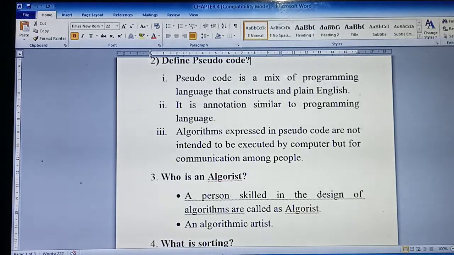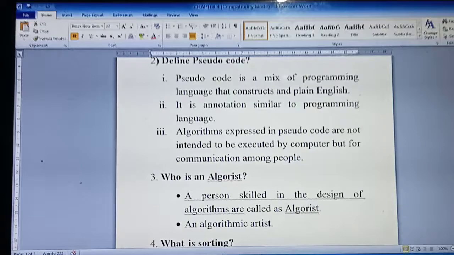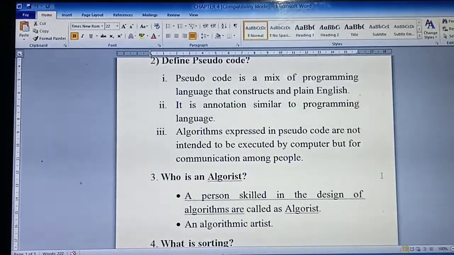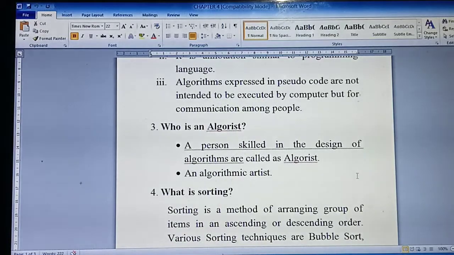Completed, students? Completed second and third question? So those who completed the second and third question, write the fourth question. Okay. What is sorting? Fourth question, what is sorting?